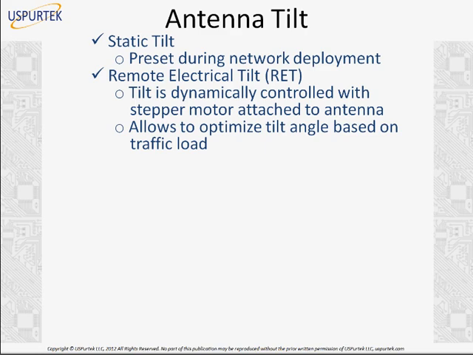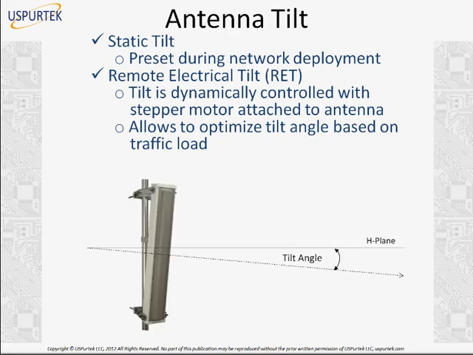Well, there is a question: why not tilt the beam itself electrically? Yes, of course, that is possible. But in simple antennas, that cannot be done, because you need an array of antennas. Antenna arrays are expensive, and they are used only for specific single elements. You cannot tilt the beam; you have to physically tilt it. Okay, so static tilt. In static tilt, you preset the angle during network deployment. When you install the cell tower and the antenna on top of it, you determine what the tilt angle should be, and you mount it accordingly.